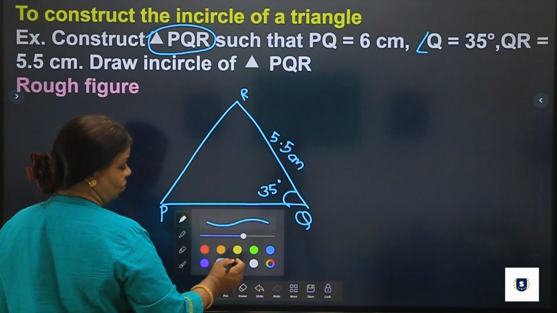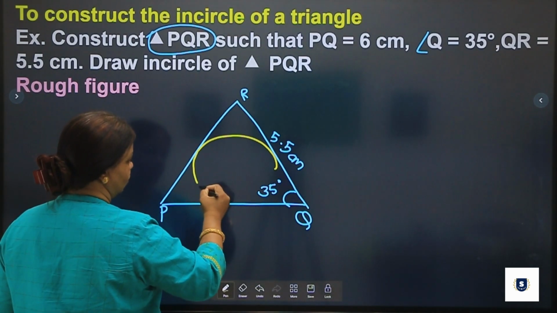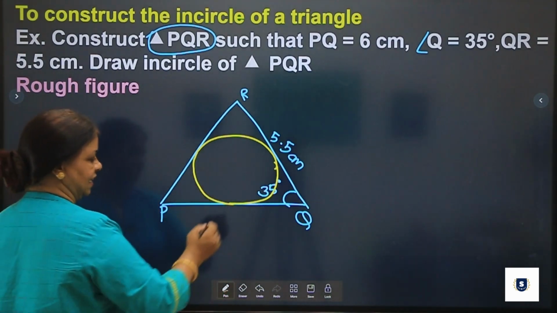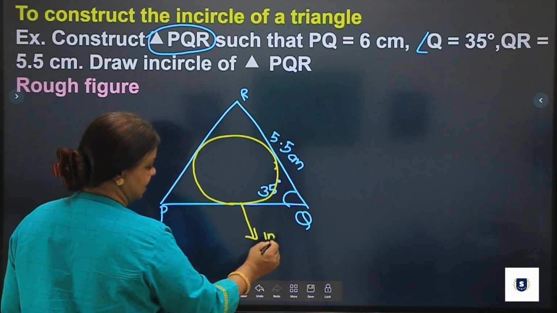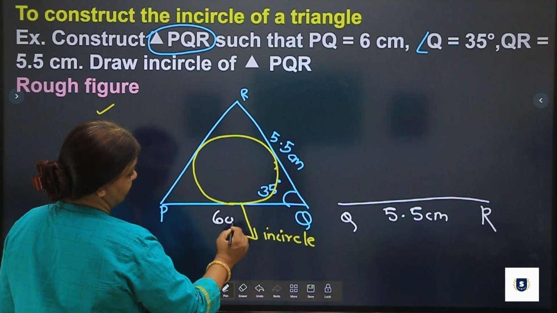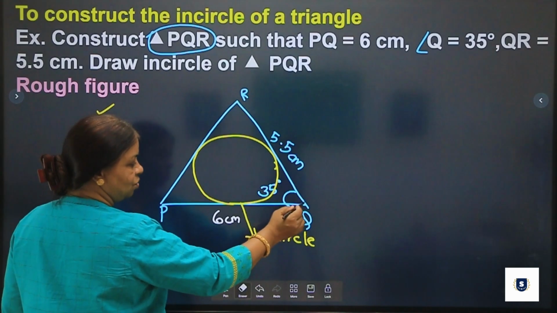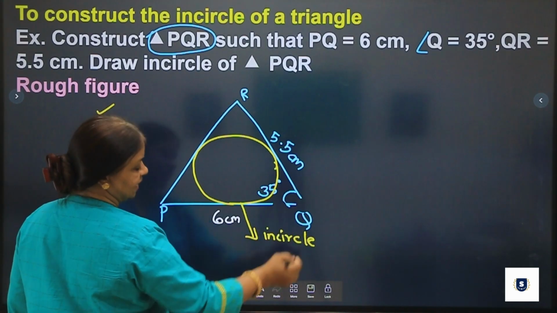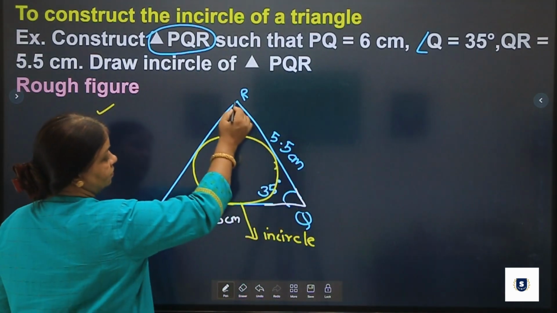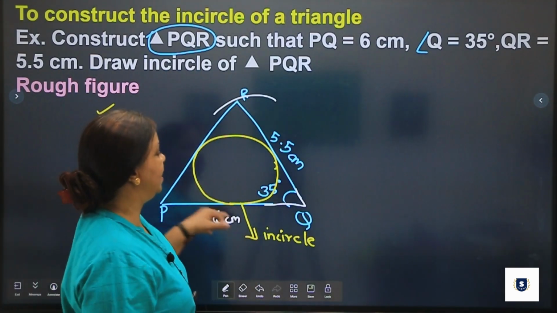We need to draw an incircle, meaning a circle inside this triangle so that all the sides of the triangle touch the circle. This is known as the incircle. PQ is given as 6 centimeters. So take PQ as 6 centimeters, then at Q draw a 35 degree angle, take an arc of 5.5 and you get a triangle. Then draw an incircle.